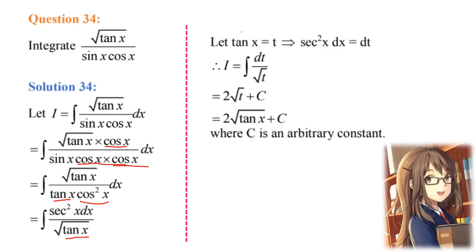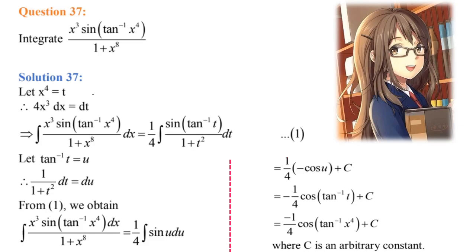Now we know its derivative is in the numerator, so it's better to assume this tan x as t. Take the derivative, it is sec square x dx equal to dt. Now put the value, now the given integral will become, what is the value of sec square x dx? That is dt. So it is dt upon root t. Now we can write this as 2 root t plus c when we take the integral and then put the value of t back, and this is the answer.